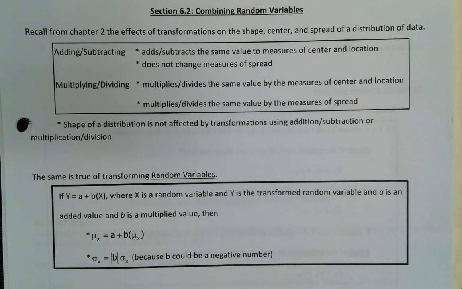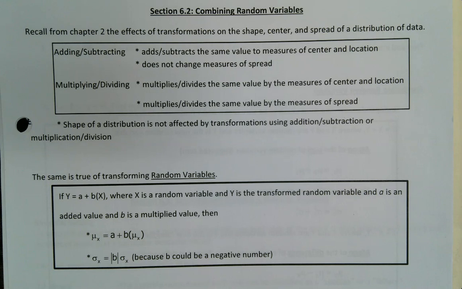What about this value of B? What are we doing with this value of B? Multiplying. What does multiplying change? The mean and the standard deviation. So we put this into what we call a linear transformation. This is a linear transformation. Adding, subtracting, multiplying, or dividing is a linear transformation. Here's what it looks like in actual practice.